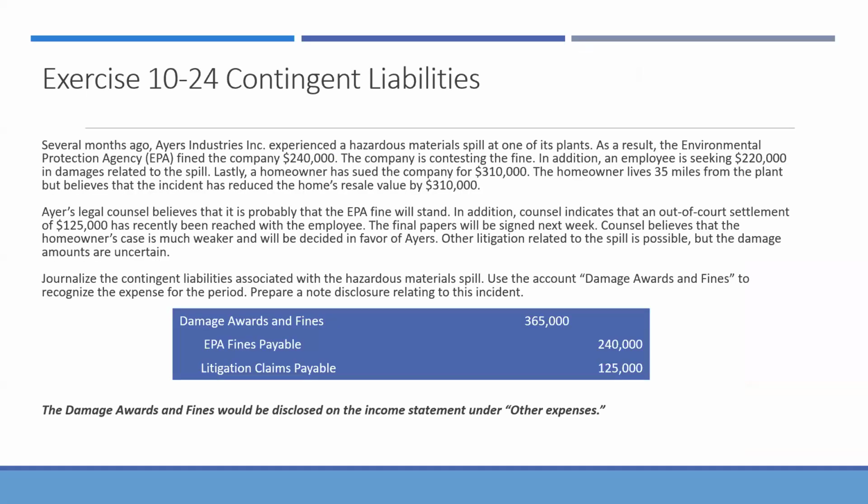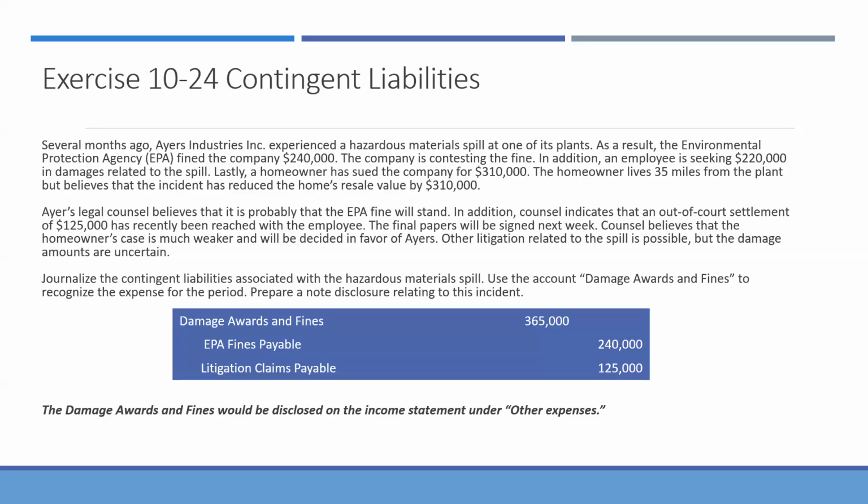So for some examples, Ayers Industries has a hazardous spill at a plant. They have a variety of issues, an EPA fine of $240,000. They're contesting it, but they think it's probable the fine will stand. An employee is seeking $220 in damages. In addition, counsel indicates an out-of-court settlement of $125,000 has recently been reached. Think of that as the lawsuit being settled after 12/31 but before the financials. The employee settled for $125,000.